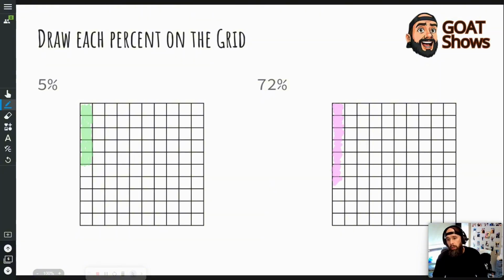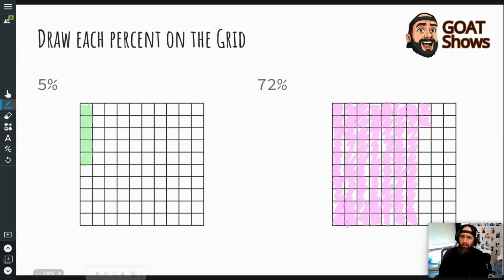This is me coloring 10. This is me coloring 10 more, so that's 20. This is me coloring 10 more, so 30, 40. Feel free to fast forward a few seconds. Once I'm done this row, this is going to be 50, 60, 70, almost there. And let's be very, very careful. 71, 72. So 72% is a much larger percent, which makes sense.